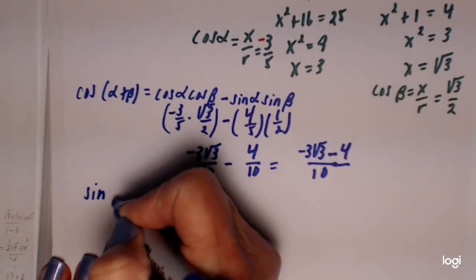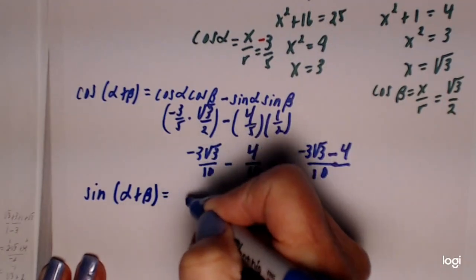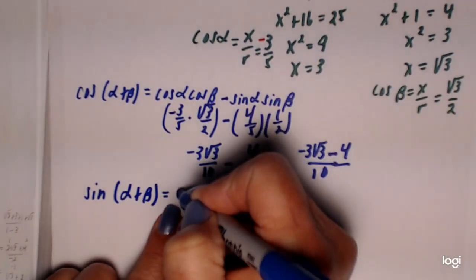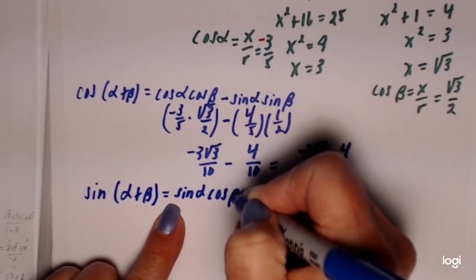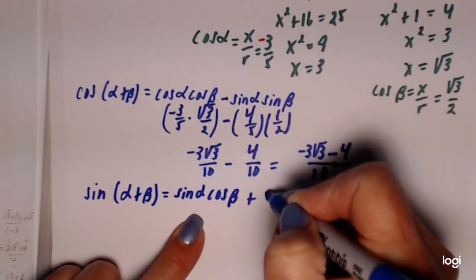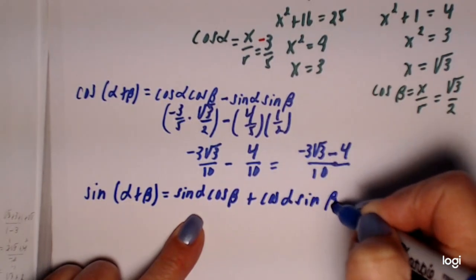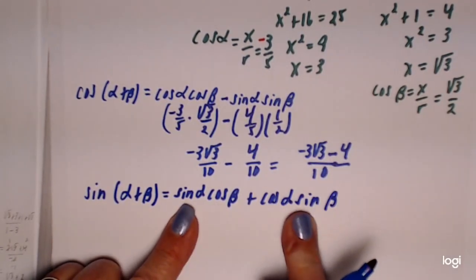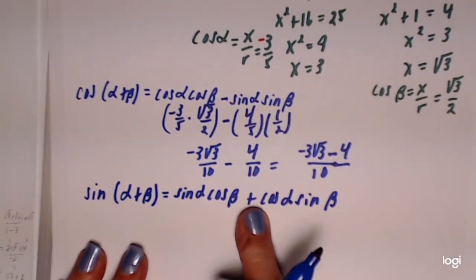So now we need the sine of alpha plus beta, and this is going to be equal to the sine of alpha times the cosine of beta plus the cosine of alpha times the sine of beta. So if you look on the sheet, you'll see this is the formula. I just wrote it down here.